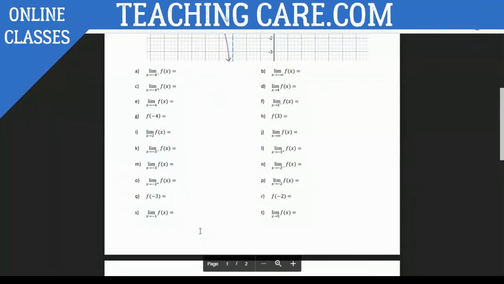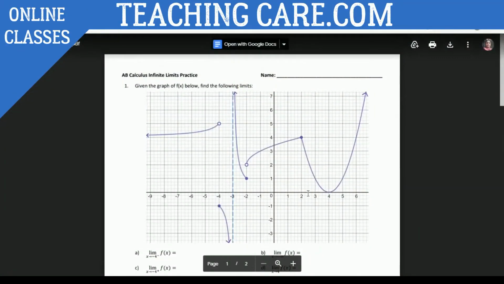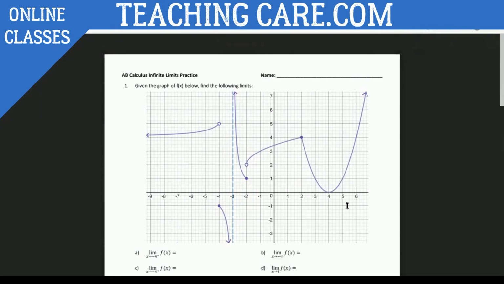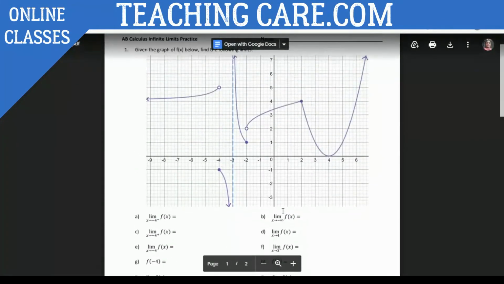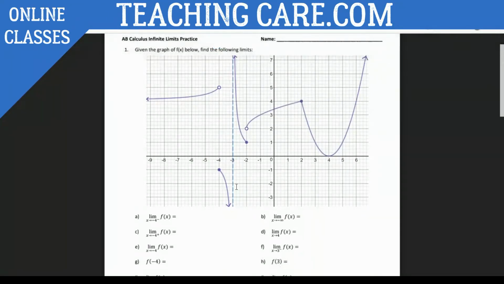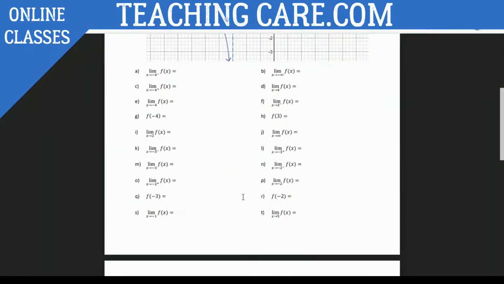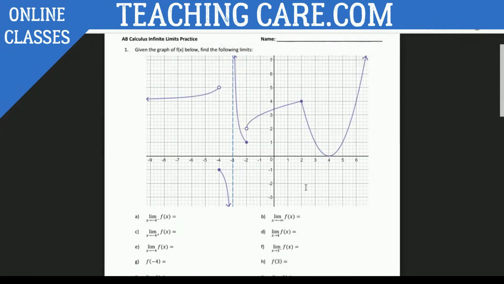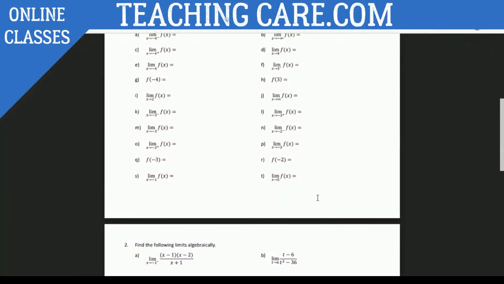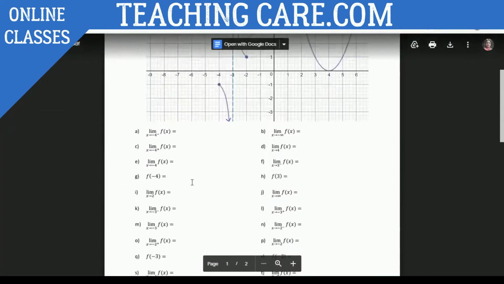Yes. Next one. X approaches 3 f of x. It's going to be 1. Yes. Okay. Next one, f of negative 3. F of -3 does not exist. Yes. Okay. F of negative 2. Sorry, F of -2 would just be 1. Yes, obviously. Okay, good.